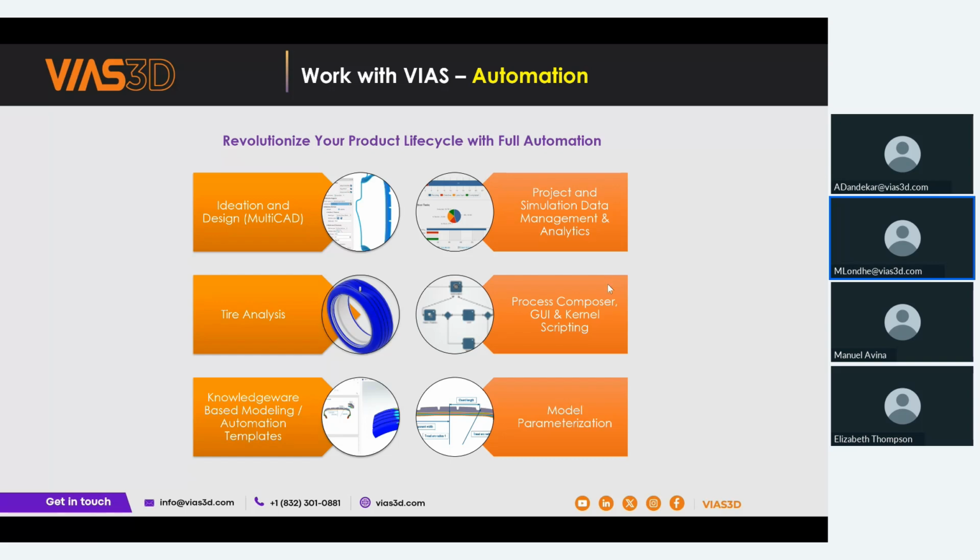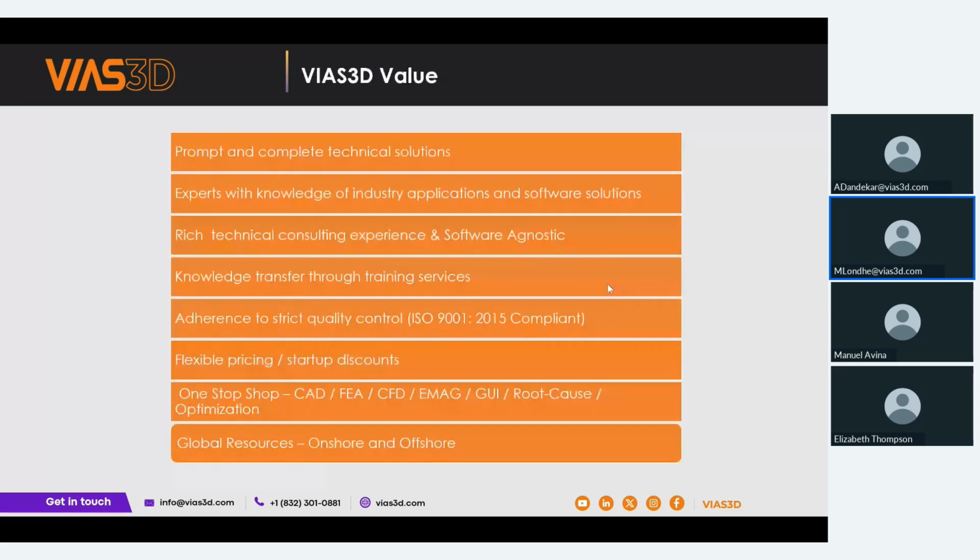Last, the VIAS3D value. We provide prompt and complete technical solutions. We have expertise in different industries, applications, and software solutions. We have rich technical consultants, experience, and are software agnostic. We transfer knowledge through training and services. We are very strict in quality controls, and we are flexible in pricing for startups. VIAS is a one-stop solution where you can do multiphysics simulation like CAD, FEA, CFD, EMAG, GUI, root cause, and optimizations. And we provide global resources, onshore and offshore.